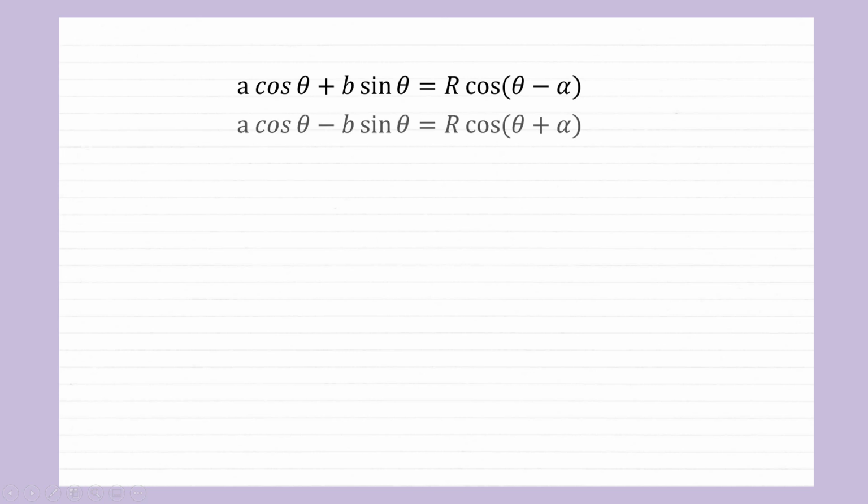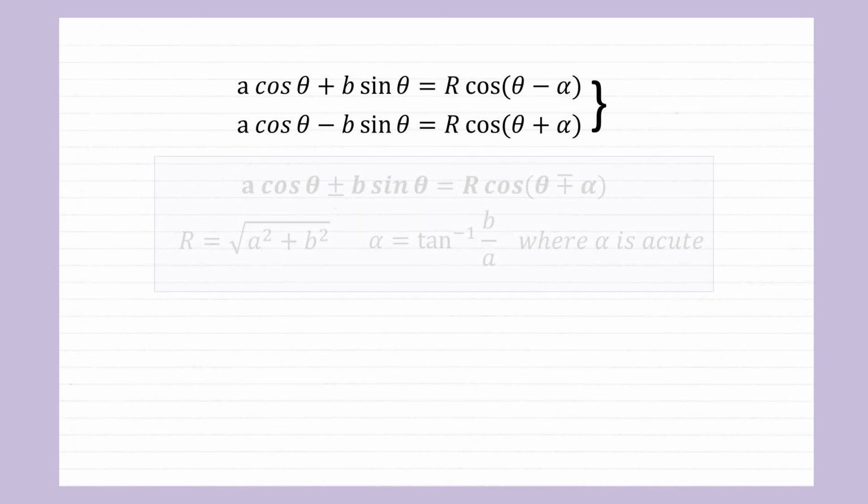Okay, so that's why when we get a cos theta minus b sine theta, we end up with a plus sign on the other side. Now we can prove these formulas. I'm not going to go into the proof of these formulas. I'm just going to go into what these formulas are, and I'll leave the proof to another video.